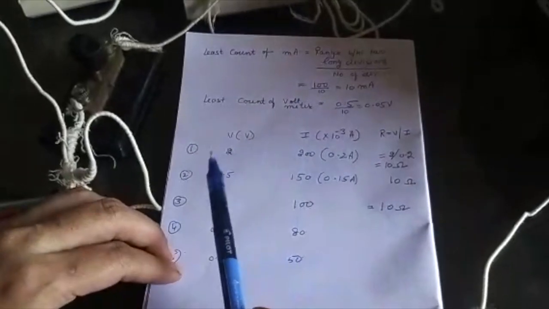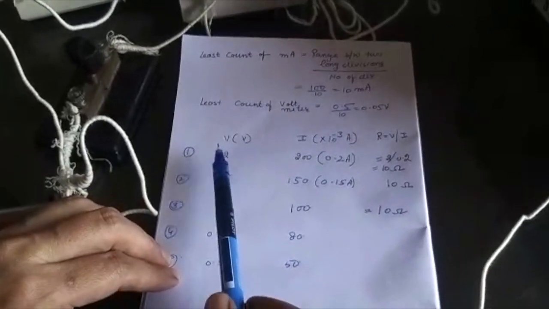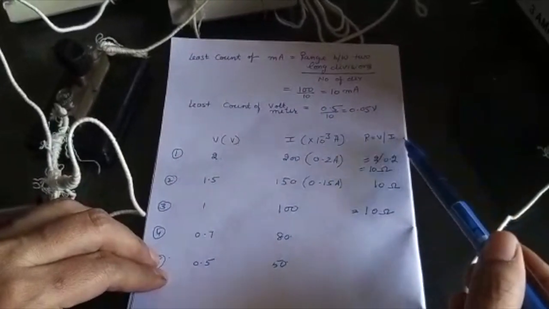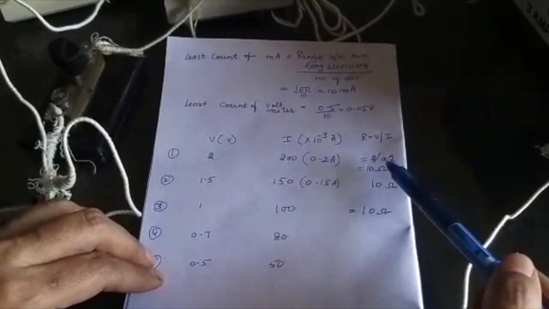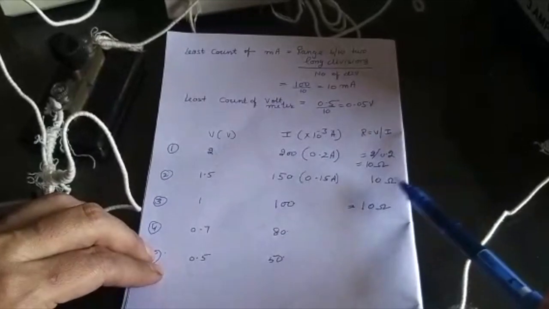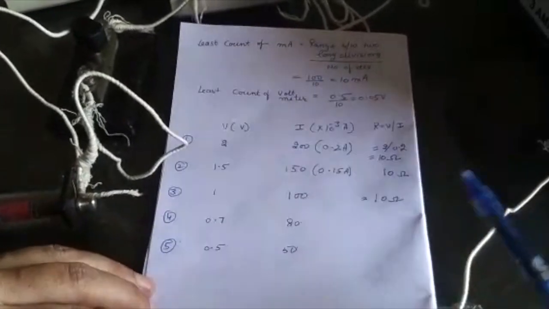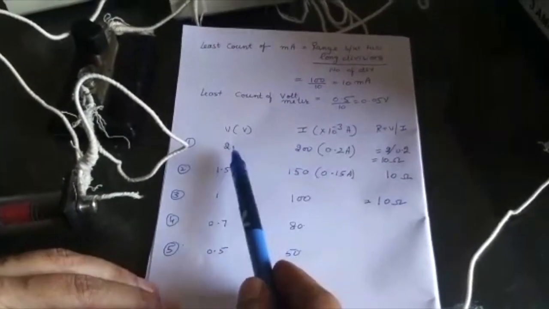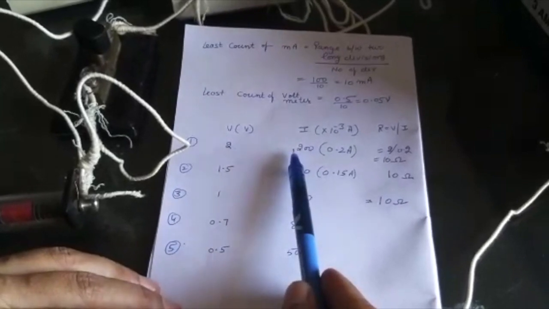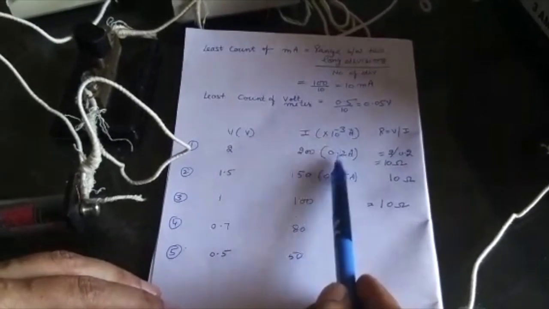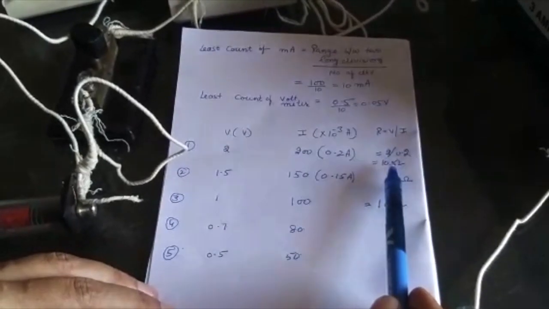Now these are the 5 sets of readings we have taken for Ohm's law, V and I, and since we know that R is equal to V upon I, let's see experimentally what our value for the resistance is. Theoretically our resistance is 10 ohm, and let's see what we get experimentally. Against 2 volt we are getting 200 milliampere. Change it into ampere by multiplying by 10 raised to power minus 3. So I am getting my value here as 10 ohm.